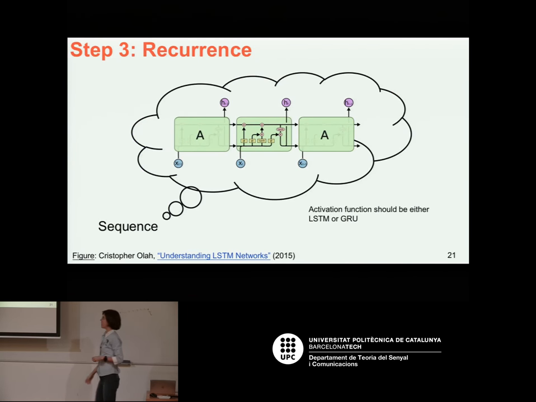This recurrency, as you know, is not solved through vanilla recurrent neural networks. It's mandatory to use LSTMs or GRUs or any type of gating units. You don't try to do this with vanilla RNNs. Using one or the other, LSTM or GRU, more or less performs the same. There are some works that compare both of them, and depending on the task one works better than the other, but more or less it's the same.